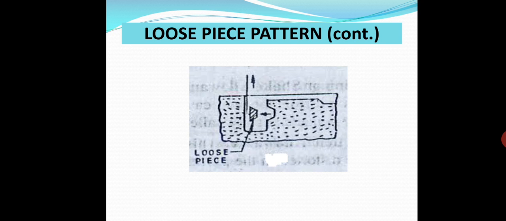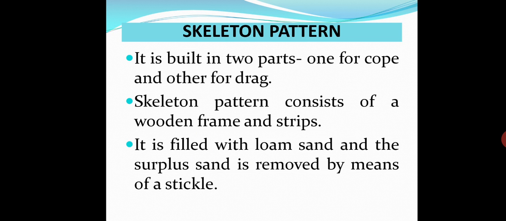So this small piece is the loose piece, and the arrow is showing the location. If it is a one piece pattern, then it cannot be removed properly. So it is a loose piece pattern. The main part is already removed here. So a big hole is there to remove this loose piece.